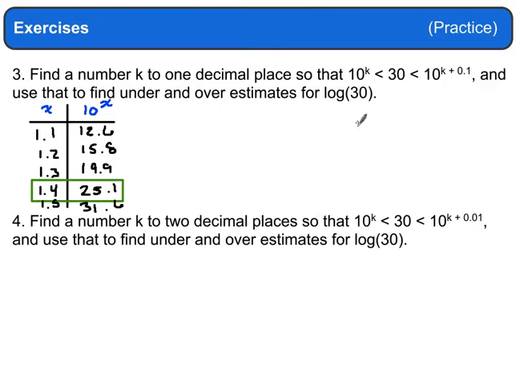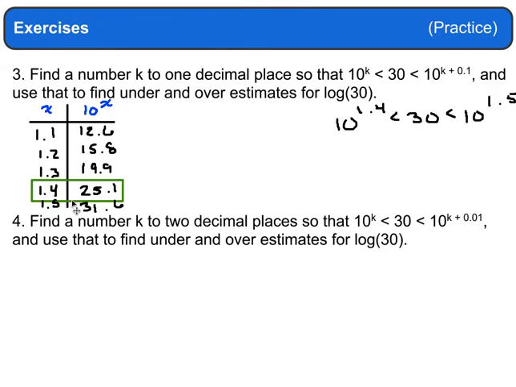So I know that my lower bound is going to be 10 to the 1.4 power. That would be less than 30. And what they want us to do again is find out what would be on the other side of that. So once we find that, we can do our K value. We can add 0.1 to it, so we end up at 10 to the 1.5.